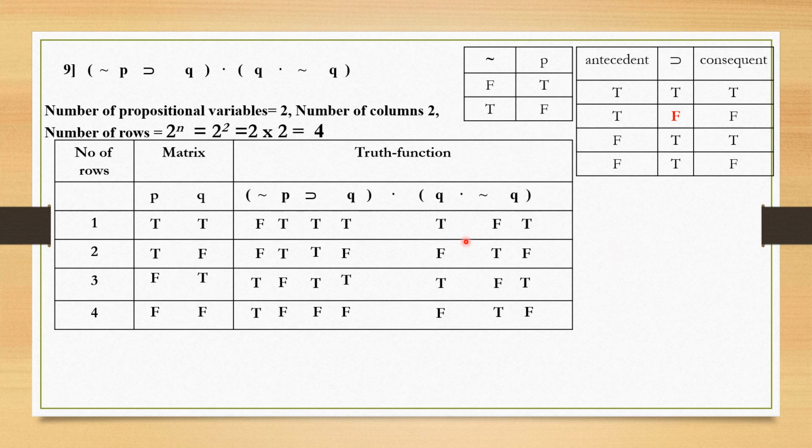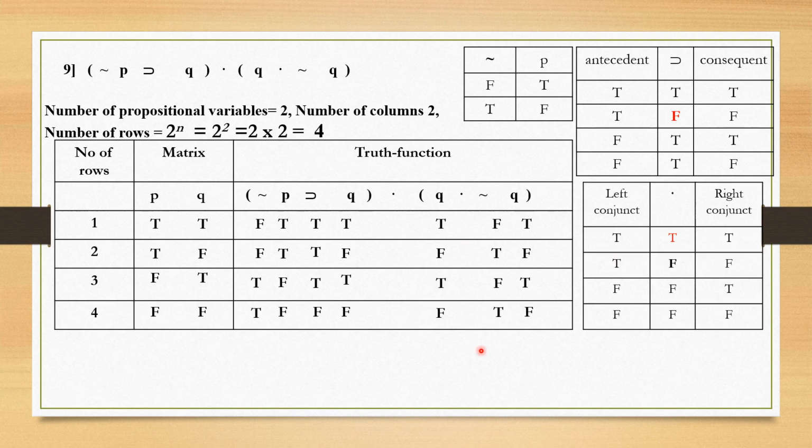Now, this conjunction's values: when is a conjunction true? When both the conjuncts are true, and it is false only when any one side is false or both are false. So your right side is false because we are taking Q's value and not-Q's value. So negation is important on the right hand side. It's false. Left side is false, so we write false. Right side is false, so we write false. Left is false again.